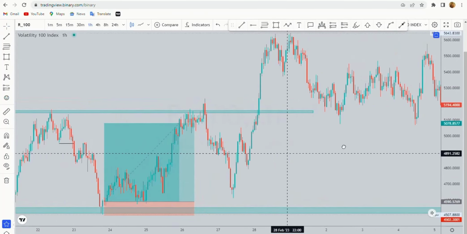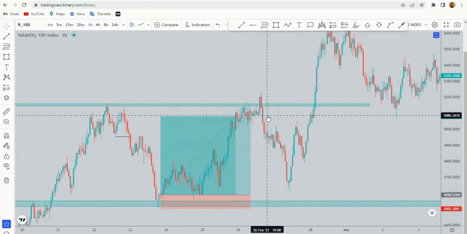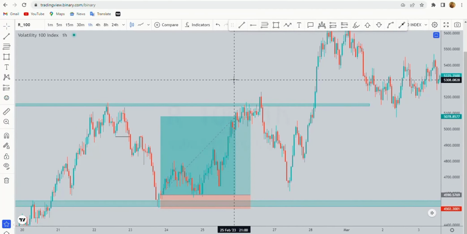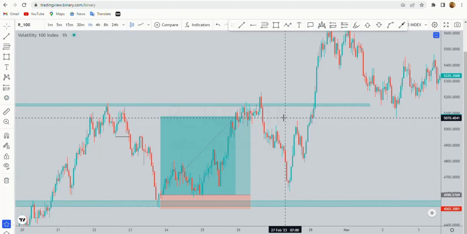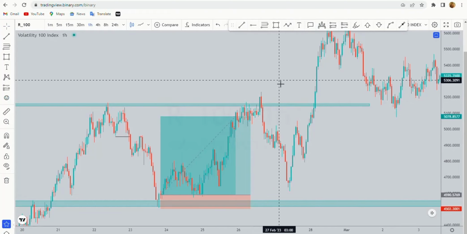You can see that the market came here and lost momentum. Buyers have lost momentum, and now these guys are just playing around our resistance. What do we expect? We expect the market to break above and we take a test.